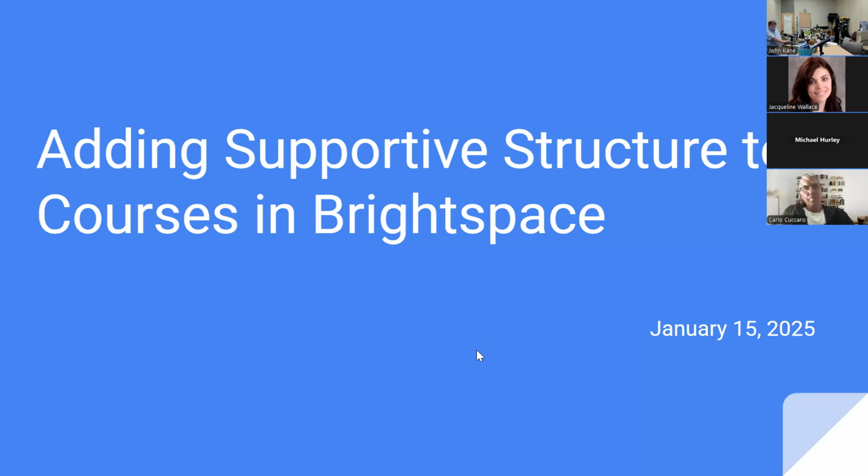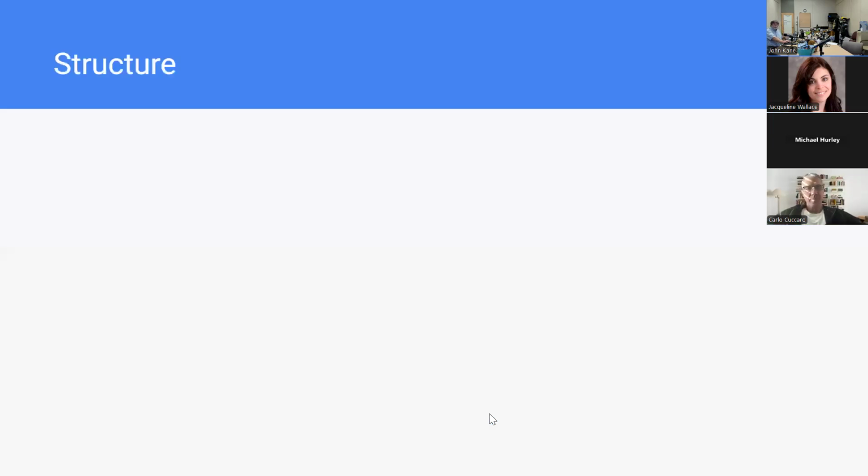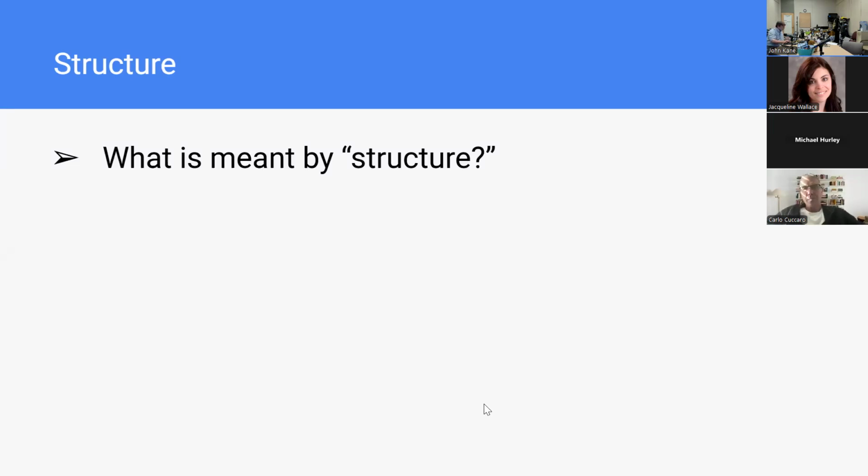Okay, so first we're going to talk a little bit about what supportive structure is and why it might be important. And structure. So, what would everyone here define it? Think of what is meant by structure. When you hear course structure, what do you think about? Like how things are set up. Okay, something that's set up, organized. So you want organization in your course, and you want organization that makes sense.